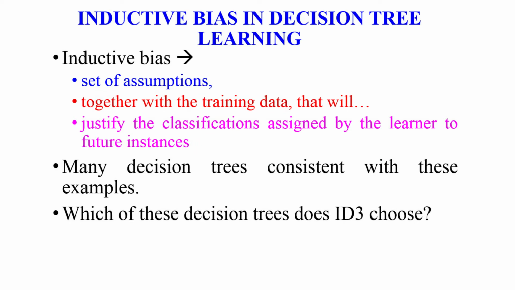Inductive bias in decision tree learning. Inductive bias is a set of assumptions which, together with the training data, will justify the classifications assigned by the learner to future instances. Inductive bias means giving the reason why a particular classification is made. It will give a set of assumptions together with the training data that will justify the classifications that are assigned by the learner. Given a collection of training examples, there are typically many decision trees consistent with these examples. Which of these decision trees will ID3 choose? We need to know the ID3 search strategy.